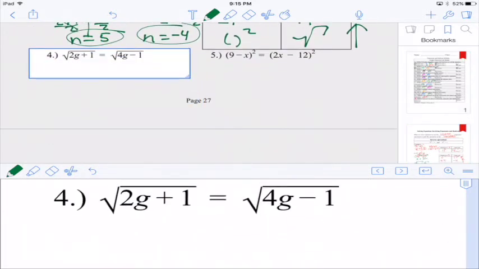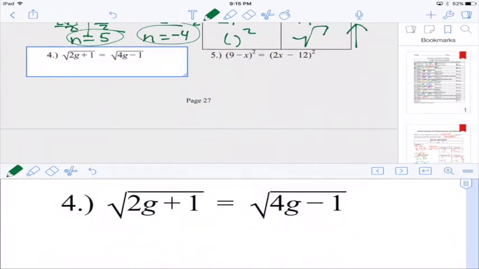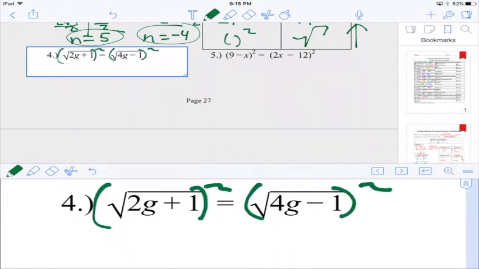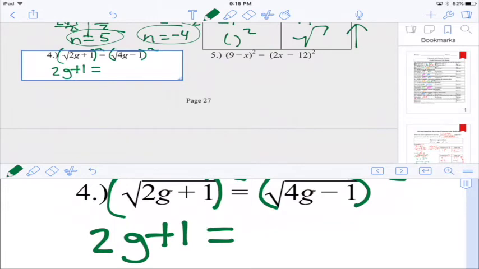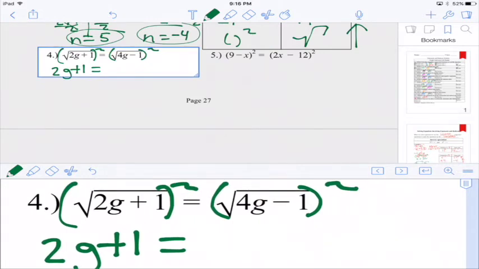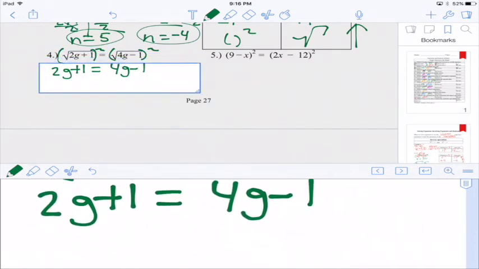All right, 2 more. I can see them square rooting both of these. So I'm going to square both sides. That's going to undo it. Well, if I square my square root, I get 2g plus 1. Now over here, I undo my square root with the square. I get 4g minus 1. Now this is an old friend, or for some of you, an old enemy. We have variables on both sides, right? The g's on both sides.